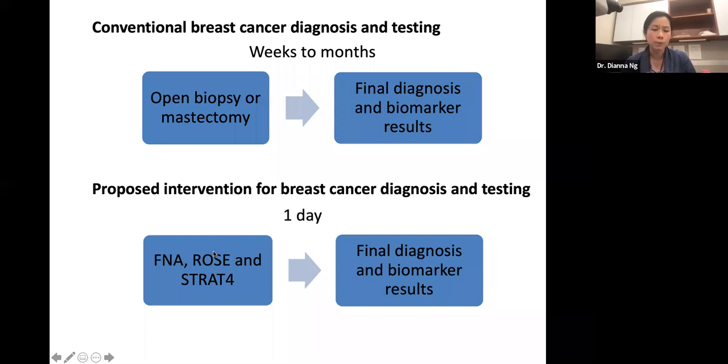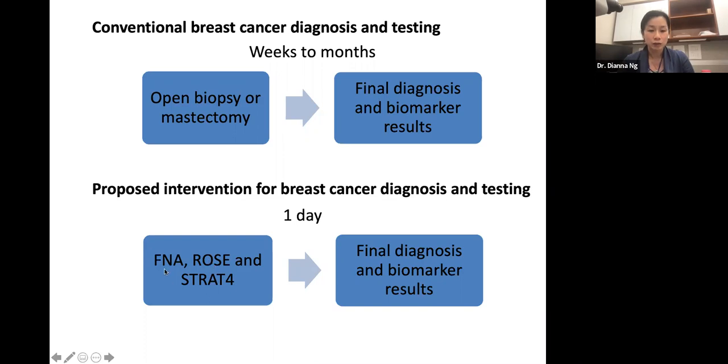And then we combine it with rapid on-site evaluation. So this allows us to immediately diagnose and at least immediately triage patients into whether they have a benign mass, an indeterminate mass, or a malignant mass. And then something called the Xpert Strat4, which is produced by Cepheid. It's a GeneXpert cartridge, and I'll talk a little bit more about that. But it's an automated PCR that lets us test for ER, PR, HER2 and Ki67 basically in a couple hours. So essentially, we were trying to compress weeks to months down to a single day for our pilot program.